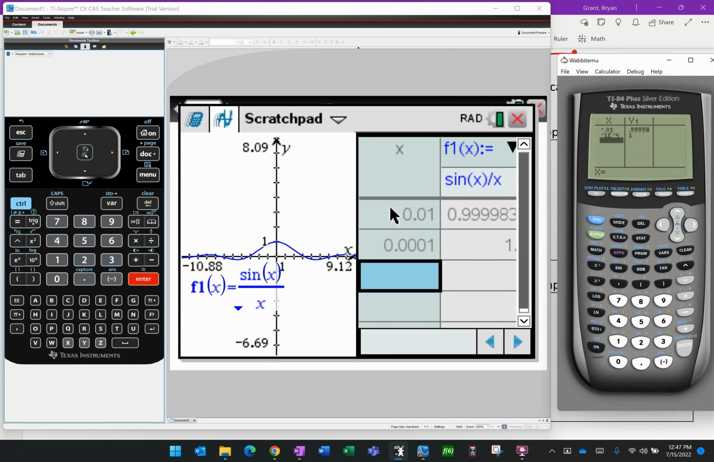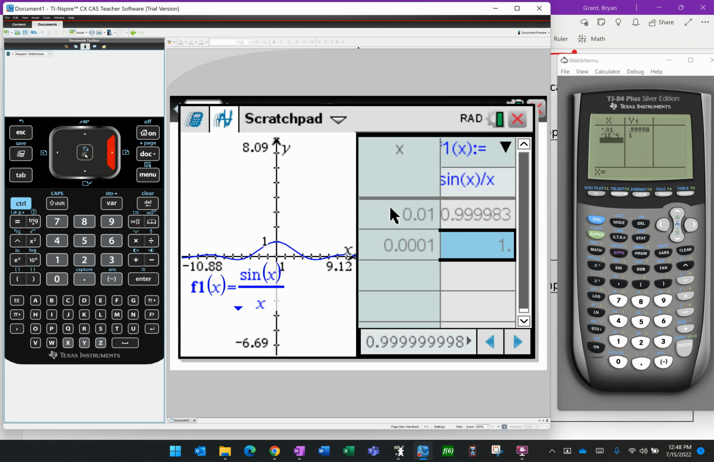Well, actually, there's a few weird things that are going on here. If I go over, it's not actually 1. It's 0.999999998, which the calculator rounds to 1. It will automatically round after a while. Same thing on the 84. You'll also notice that instead of writing it as 0.0001, if I highlight this on the Inspire, it says 1 decimal e negative 4.